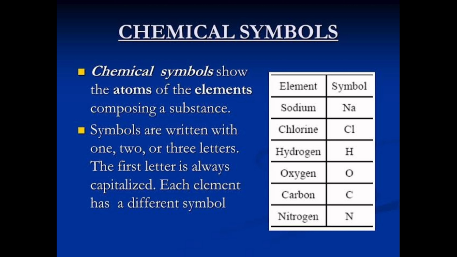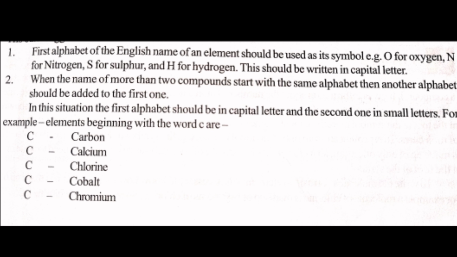When referring to a substance, it is not convenient to use the full name every time, therefore we use symbols. At present we use simple symbols given by a Swedish scientist, and there are some rules to write them. For example, the first alphabet of the English name of the element should be used as its symbol: O for oxygen, N for nitrogen, S for sulfur. This should be written in capital letters. This is the first rule.